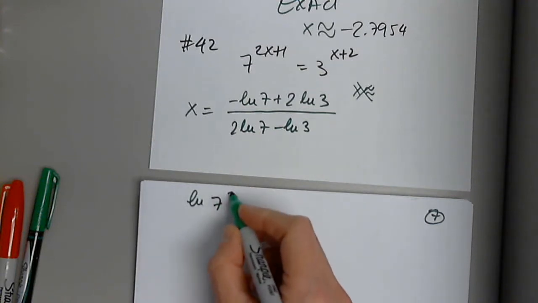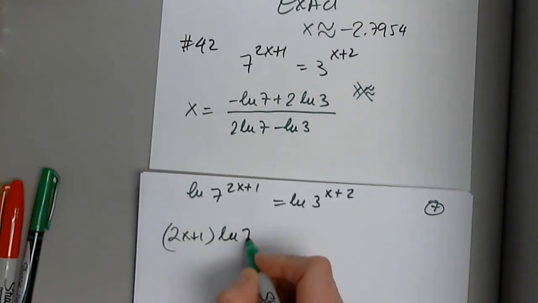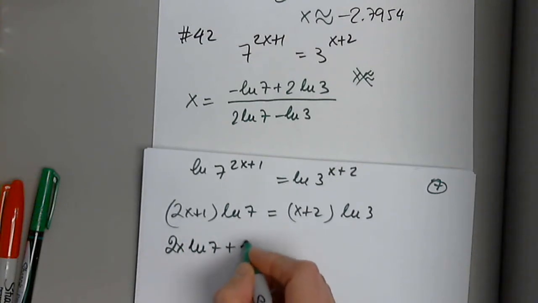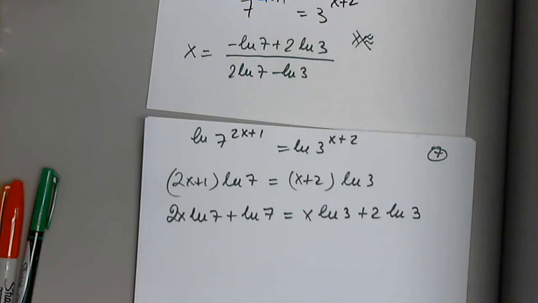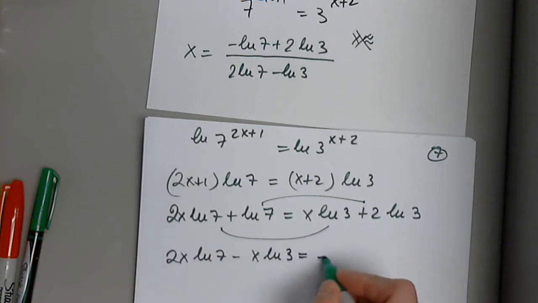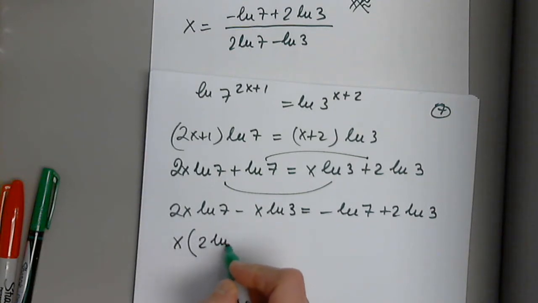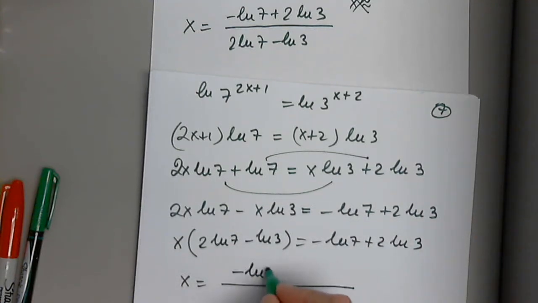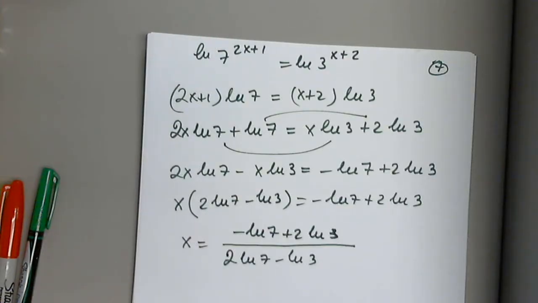So we apply natural log to 7 raised to 2x plus 1 and natural log to 3 raised to x plus 2. Then we bring down 2x plus 1, natural log 7 equals x plus 2, natural log 3. We distribute 2x natural log 7 plus natural log 7 equals x natural log 3 plus 2 natural log 3. Is this okay so far? Okay, then I have to move terms around because it's linear. 2x natural log 7 minus x natural log 3 equals negative natural log 7 plus 2 natural log 3. These two cannot be combined. We have to factor out. And this is what we get. Perfect. I got the same answer. Well done. Thank you.